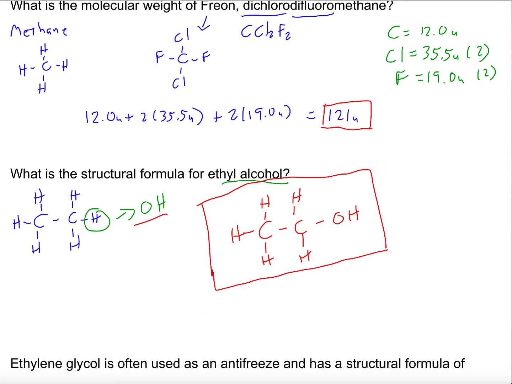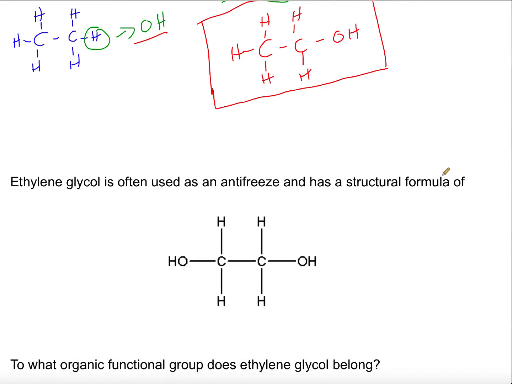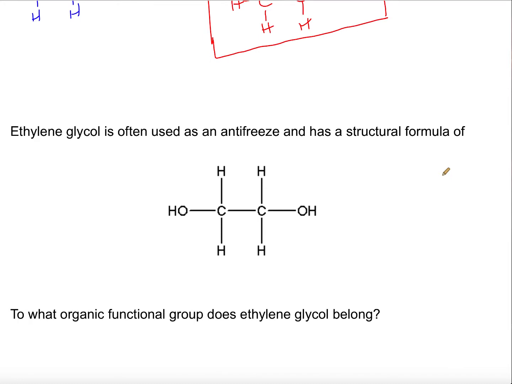Now let's look at another example. Our fourth problem here. We'll have ethylene glycol. This is often used as antifreeze and has a structural formula given here. What functional group would this belong to? Well, if we look at that, we would see that that has an OH radical. So because it has the OH, we see the OH here and another OH here. That would make it an alcohol. So this would belong to the functional group of the alcohols.